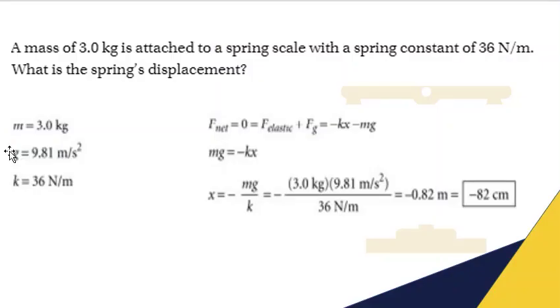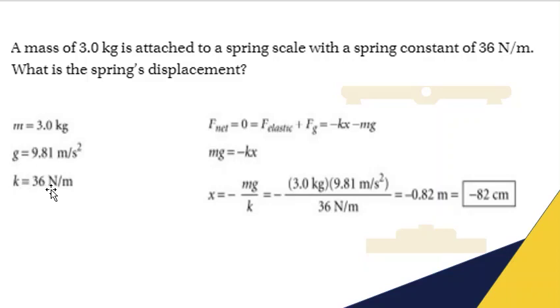Now we have an example. If we have a mass of 3 kilograms, so m equal to 3, attached to a spring scale with a spring constant equal to 36 Newton per meter. So here we have k constant equal to 36. What's the spring's displacement? For the given, we have m equal to 3, g gravity constant 9.81, and k 36 Newton per meter.